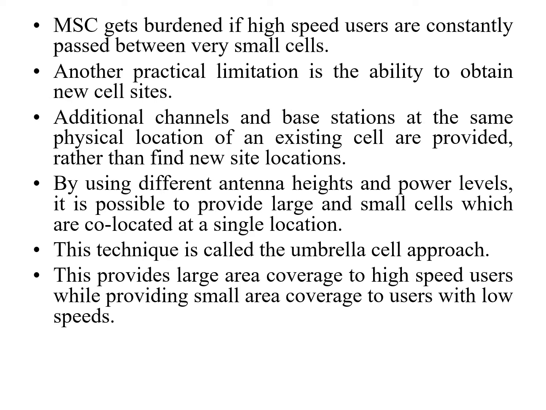The MSC gets burdened if high-speed users are constantly passed between very small cells. Another practical limitation is the ability to obtain new cell sites. Additional channels and base stations at the same physical location of an existing cell are provided, rather than finding new site locations. By using different antenna heights and power levels, it is possible to provide large and small cells which are co-located at a single location.